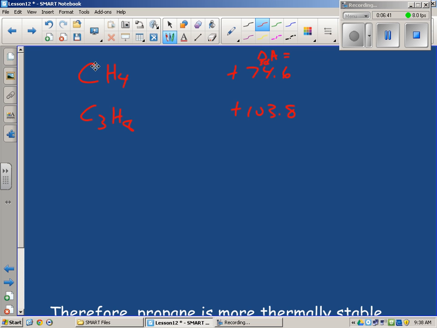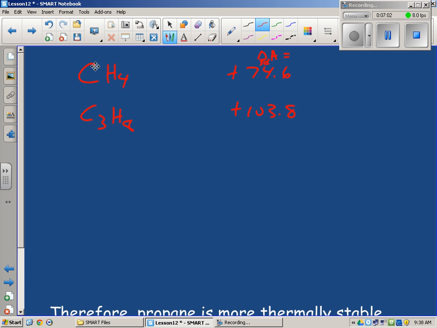But when you look at these two, which one is going to resist? This is really the question when they ask about thermal stability: which one resists breaking down more? Which one is more resistant to breaking down? And it's C3H8, propane.